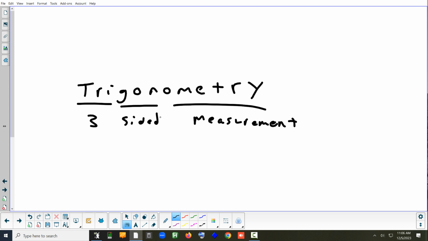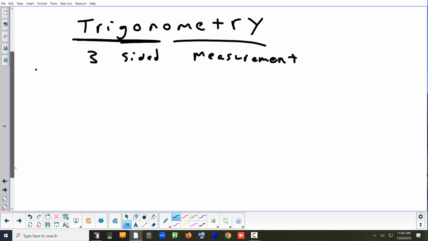So if you literally break that word down, it's 3-sided measurement. In other words, we're measuring a shape that has 3 sides, okay? Triangles. We don't normally call triangles trigons, but you can. We use the word gon for other shapes: hexagon, octagon, pentagon. A 4-sided shape we usually call a quadrilateral, but you can also call it a tetragon. So trigon is just another name for a triangle.